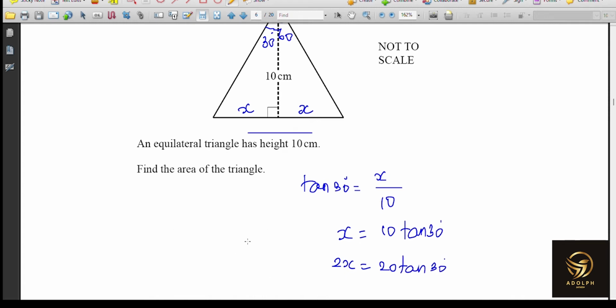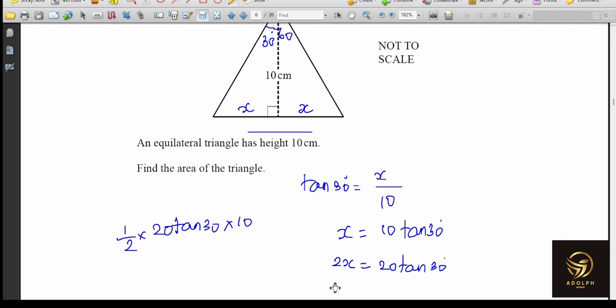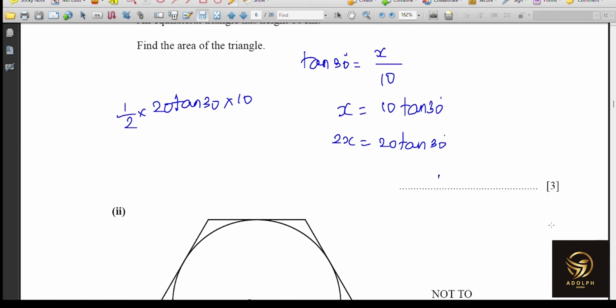So now they have asked for the area of the triangle. So area of triangle is half BH. Here I'm not going to use half AB sine C because I don't know the side lengths, the two included sides I don't have. So half BH is the thing I'm going to use. Half base, just now we found it is 20 tan 30, into height they already gave, it's 10. If you put these values in the calculator, then we are getting 57.7 centimeter square.